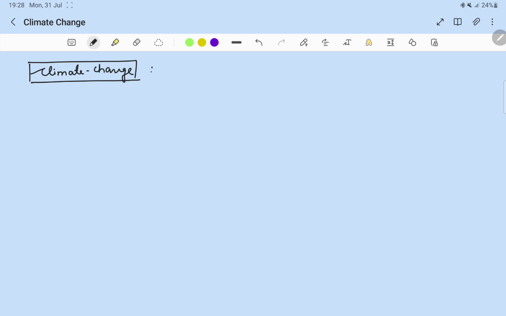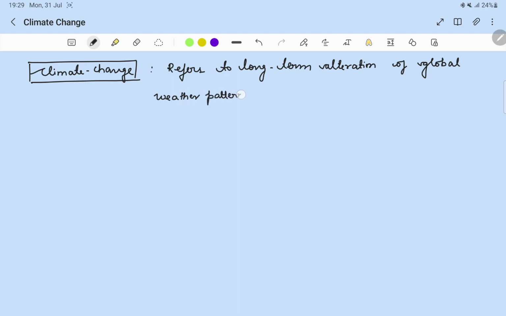So firstly, we'll start with the definition of climate change. Climate change refers to long term alteration of global weather patterns, okay, and average temperature over a region. So suppose this was a particular area, okay.